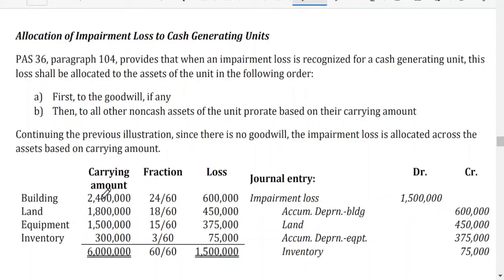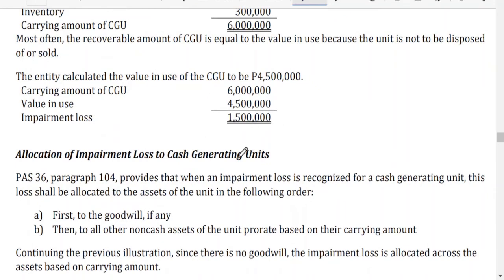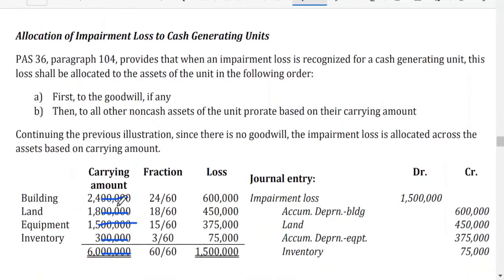So here are the carrying amounts of the assets in the CGU and get their fraction. So just remove the equal number of zeros. Okay. So we have 5 zeros removed. So we will have the following fraction: 24, 18, 15, 3 over 60. Multiply that by the impairment loss. So allocate. So you have 1,500,000 times 24 over 60, 18 over 60, 15 over 60 and 3 over 60. So you will have the following allocated loss.